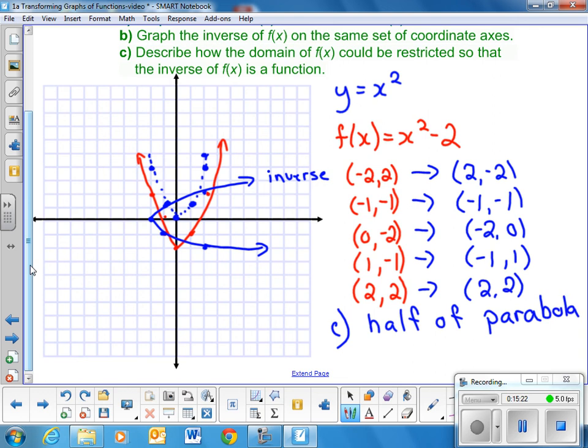So our domain could either be, and there's no end point, so it's going to go all the way to -infinity, and up to 0 is the midpoint of that parabola, or from 0 up to +infinity.